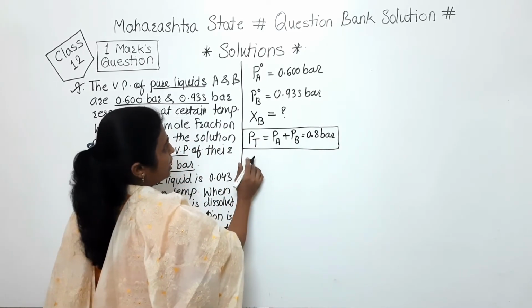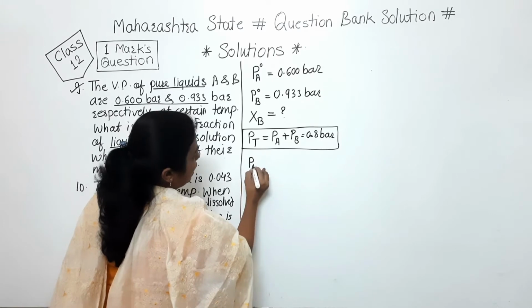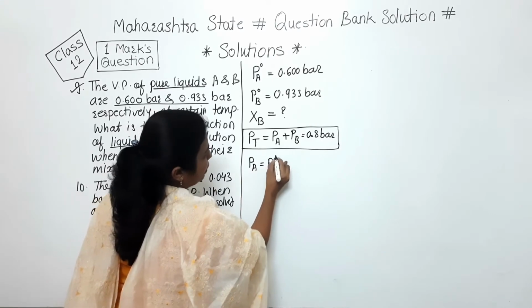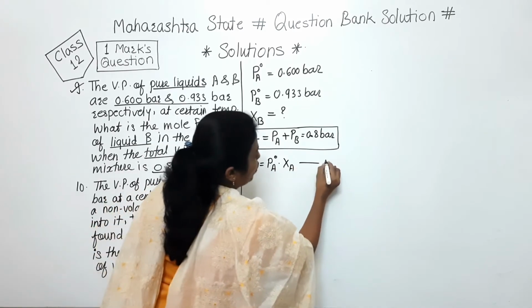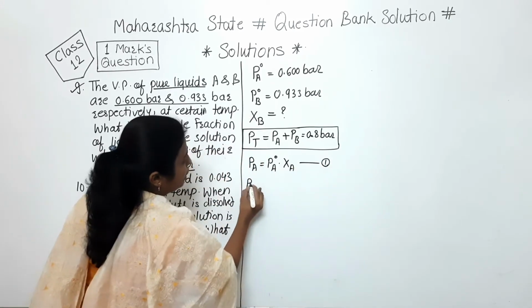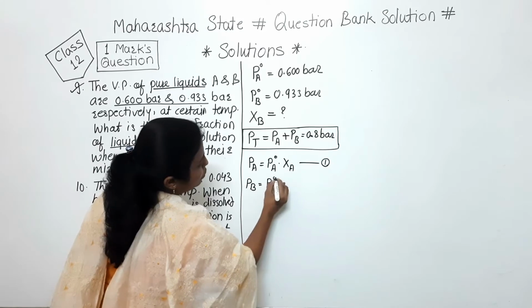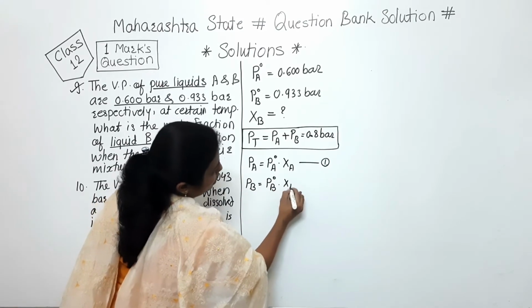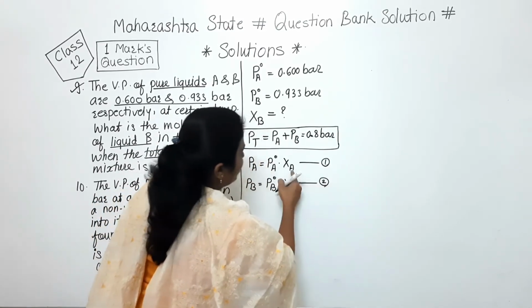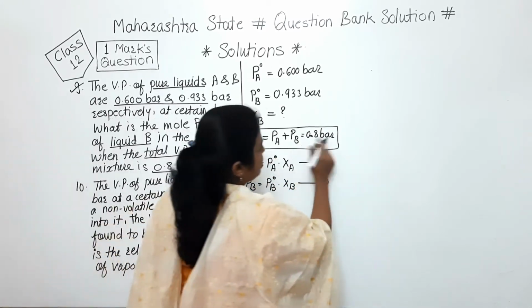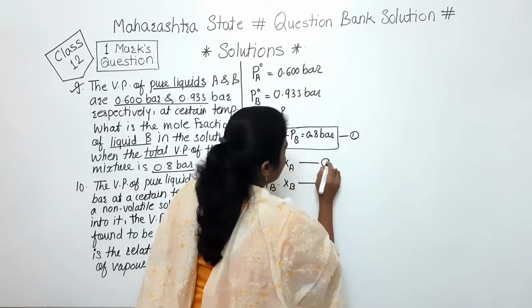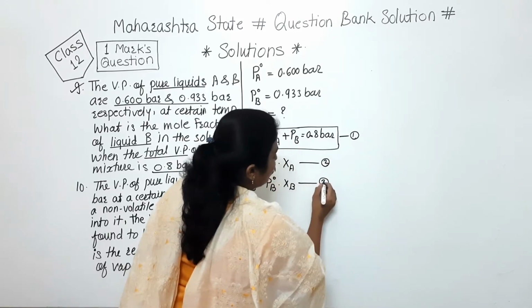So the first formula is PA is equal to P naught A into XA. This is equation 1. The second one, PB is equal to P naught B into XB. These two equations I have written from Raoult's law. Now, let us consider this as equation 1, this as equation 2, and this as equation 3.